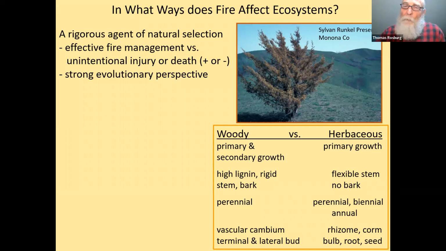So the first thing I want to point out is this is hugely important, I think. Fire is a hugely important agent of natural selection. Natural selection, of course, is how evolution works, is how things adapt.